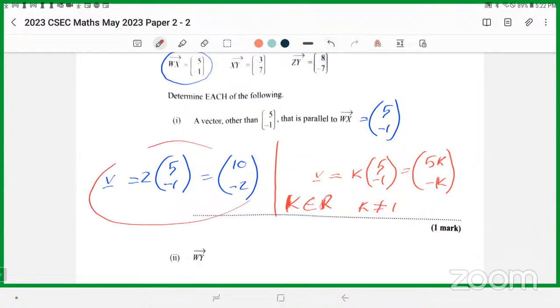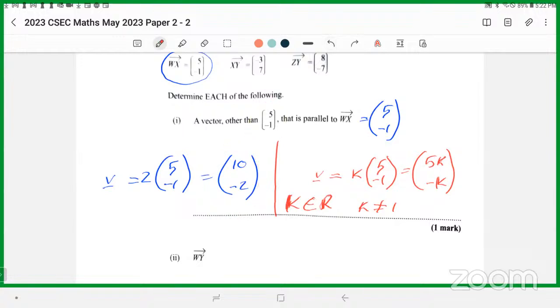But if you give this, fine, that's okay. If you give them something like this, trust me, they'll have to give you a mark still. But this is good enough. All right? But understand what is happening. But understand that this would be a vector parallel to 5, -1.